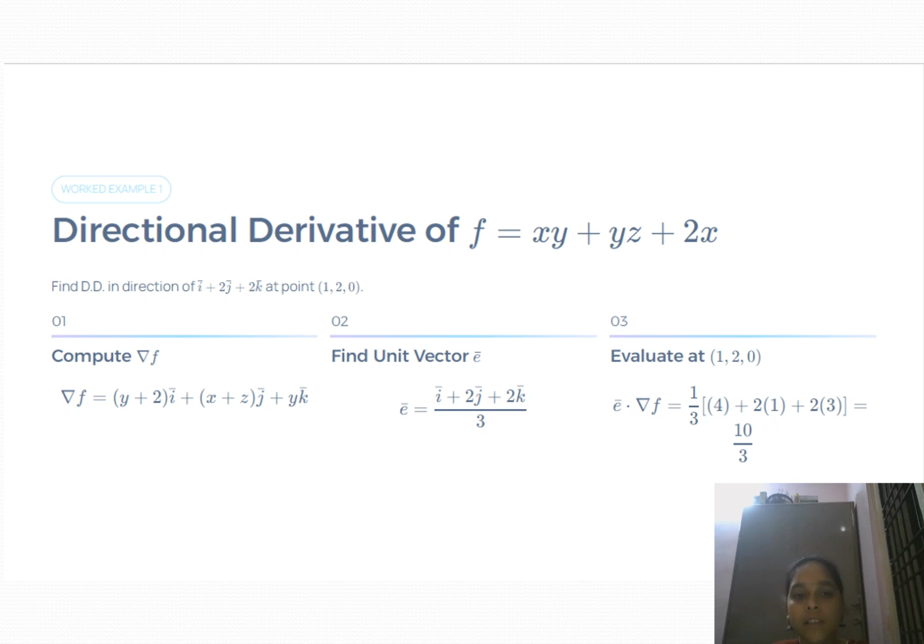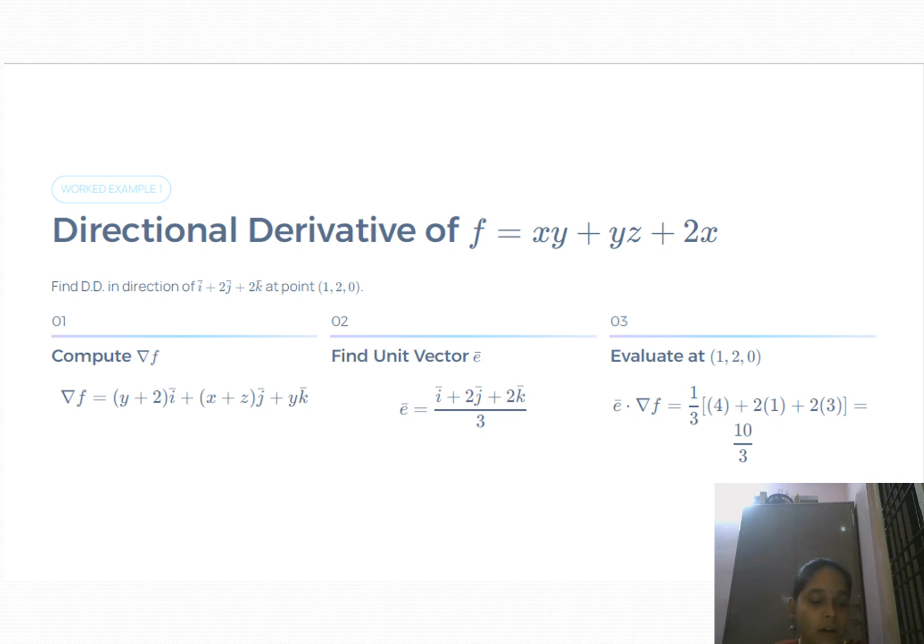Now here the question is: directional derivative of f is equal to xy plus yz plus 2x. Find directional derivative in direction of i bar plus 2j bar plus 2k bar at point (1, 2, 0). Now let us discuss how to solve the problem. So now here they given f is equal to xy plus yz plus zx.